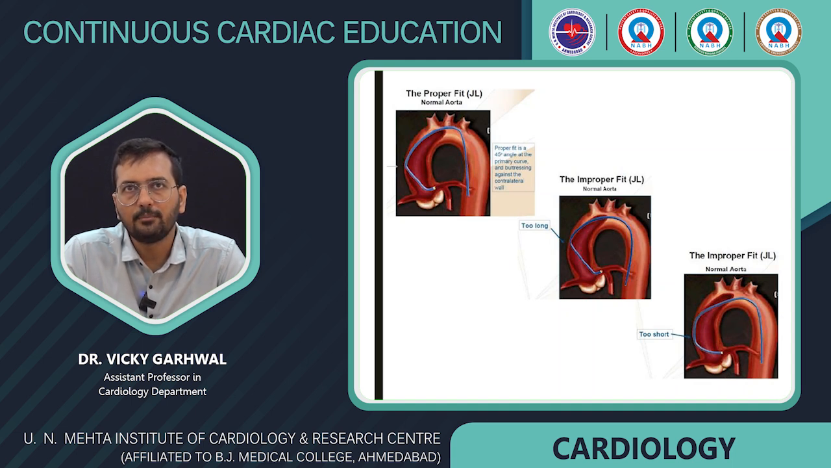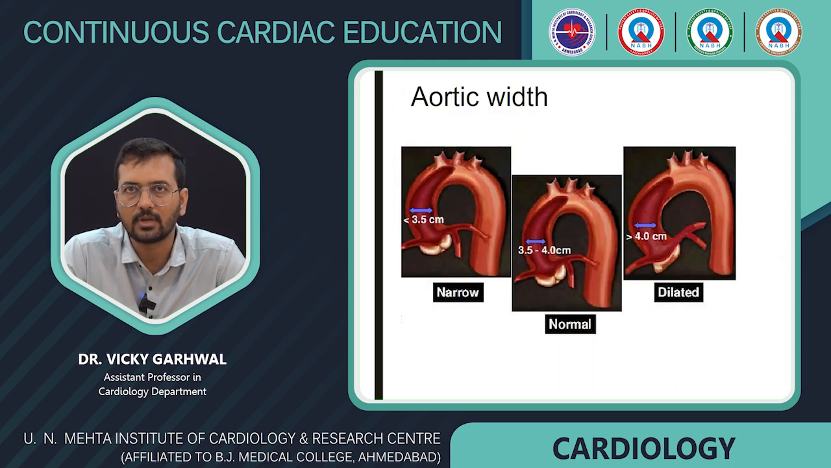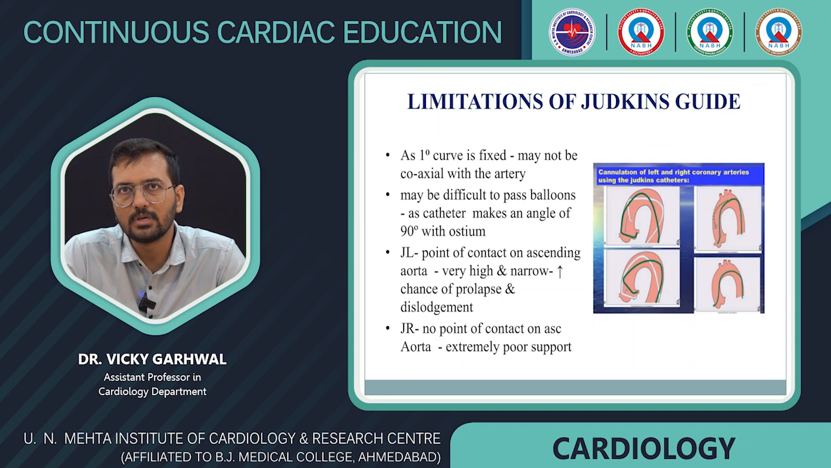The second diagram is an improper fit, as it is too long a catheter. We have to downsize the catheter. The third also shows an improper fit of the JL, and it is too short a catheter. We have to upgrade the size of the catheter. Normal aortic width is 3.5 to 4, less than 3.5 is a narrow aortic width, and more than 4 is a dilated aorta.